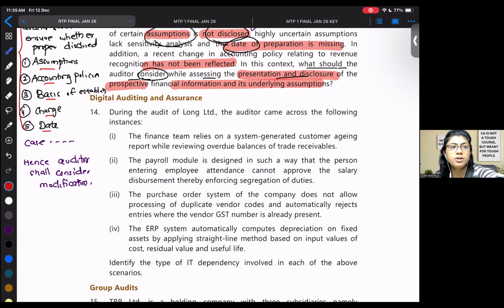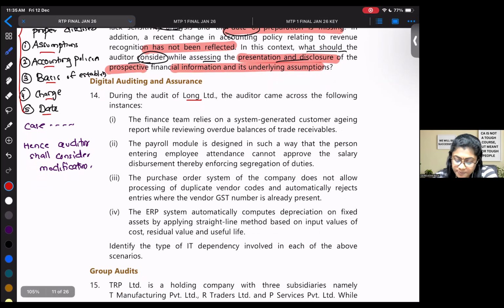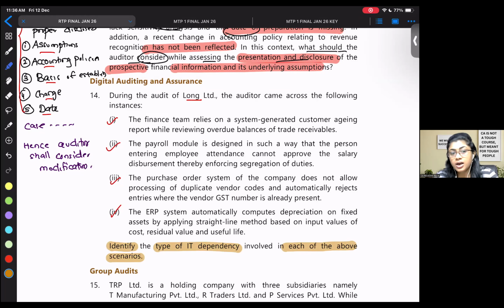So come on, let's read. But this is a very indirect question. Let's see how you will answer it. During the audit of Long Limited, the auditor came across the following four instances. Before reading that, let's come to the question: identify the type of IT dependency in each of the following scenarios. For those who have attended the workout batch, we divide the digital auditing chapter into 3 parts: the basics, then the cyber attack, and finally the automated.